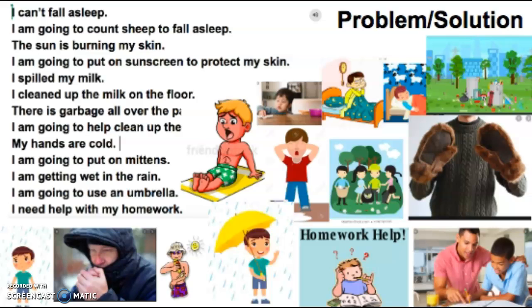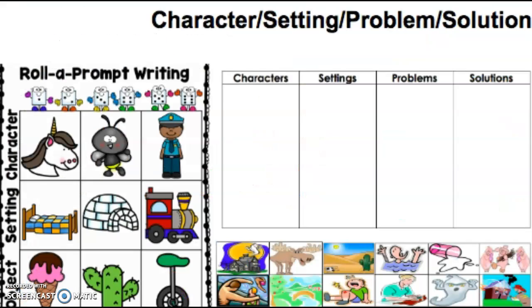We started talking about problems and solutions. I printed quite a few photos. For example, I would have somebody really cold warming up their hands, and then another picture of somebody wearing mittens, and they would have to put those together, the problem being that they were cold, the solution that they put on mittens. We then moved into picking apart different small stories that we had read.